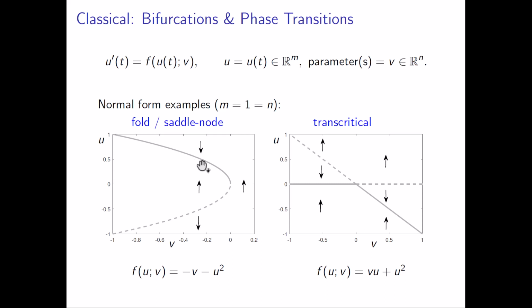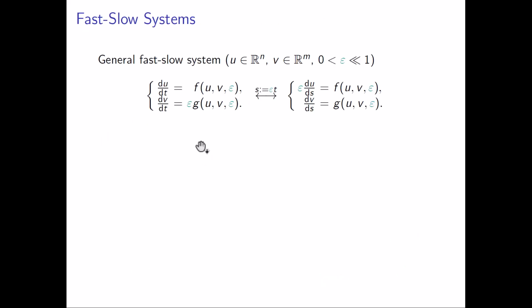Here, if you just had a fixed parameter set, then you would be in either situation. Either you would be in the stable case or you would be in the unstable case. What's more reasonable is you make the parameters v dynamic. And once you do that, then you end up relatively quickly in this theory of fast-slow systems. So what are fast-slow systems?